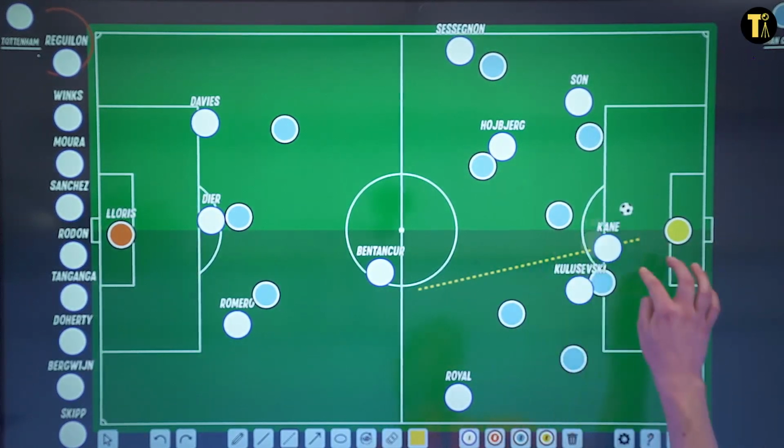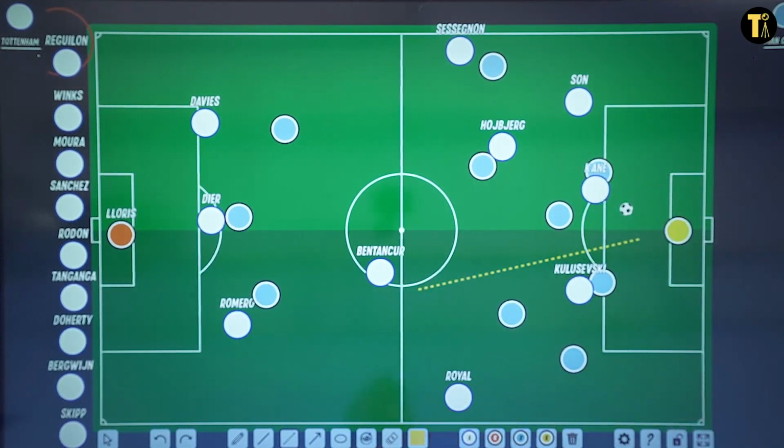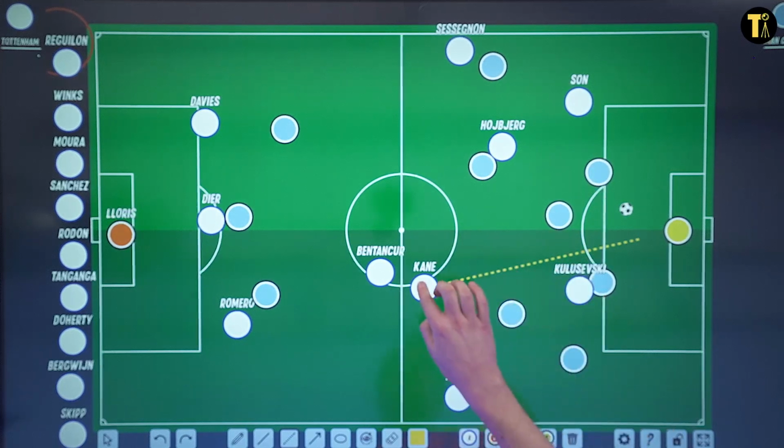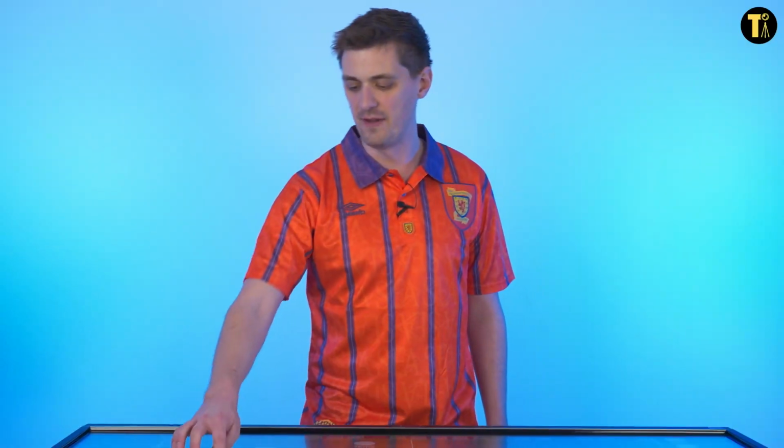If he had started his run inside the box or been close to one of these two centre-backs, they can keep touch tight to him. They know where he is, so they're able to stop what he's doing. But because he's got this deep starting position, he floats into the box, unmarked, and bang, he gets his goal. And this is a really lovely finish. He kind of volleys it side foot.